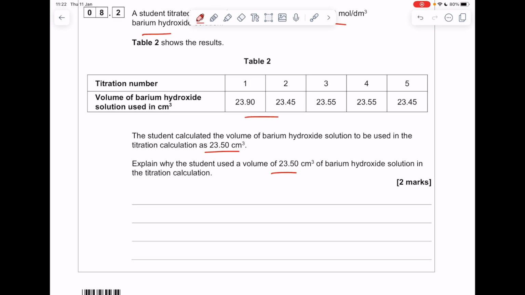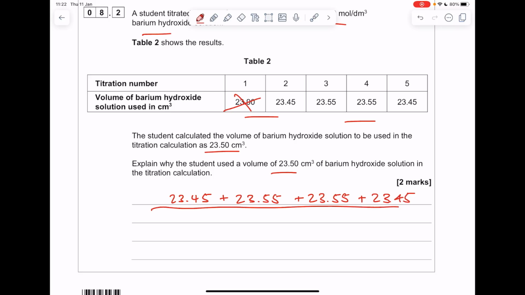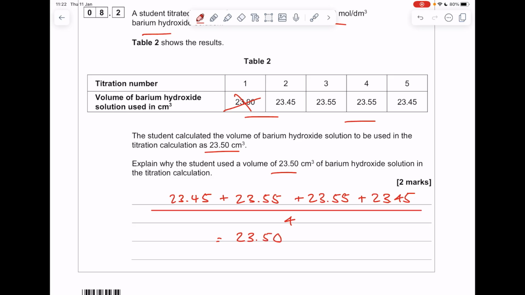Let's use the table of results. So just have a look to see if there's any anomalous results. Yeah, this one. So let's show how they arrived at that volume by finding the average of these numbers. So that's how they arrived at that volume of 23.50. And 23.90 was excluded as it's anomalous.